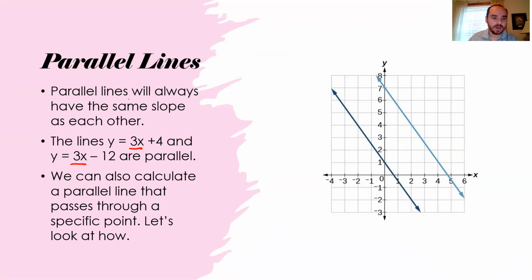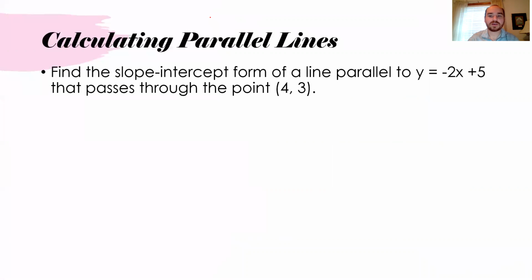We can also calculate the parallel line that passes through a specific point if we have a first one. Let's just look at the example. If we're given a line like this, y equals -2x plus 5, and we want to find the parallel line that passes through the point 4, 3, we can solve for that pretty easily. First of all, we know that our slope is going to be the same because they're parallel. So we have y equals -2x plus b, right? We don't know what this b is just yet, but we can plug in these points.